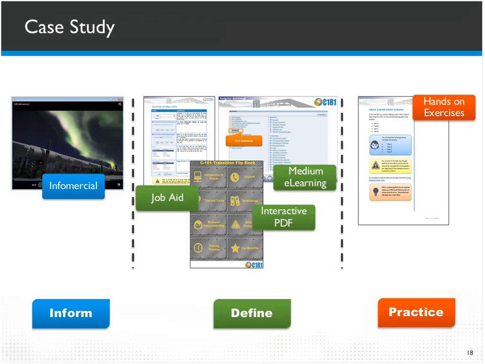So here's a little case study of how we've done things in the past. This is one of the first times we used this approach, and it was a very successful rollout. And you can see that what we wound up with was, instead of that 6 hours of e-learning or the 15 hours of ILT, we wound up with an infomercial, a job aid, some medium e-learning, an interactive PDF, and some hands-on exercises. We wound up with a really diversified program that gave a lot of different modalities to learners so that they had a really rich and full experience.